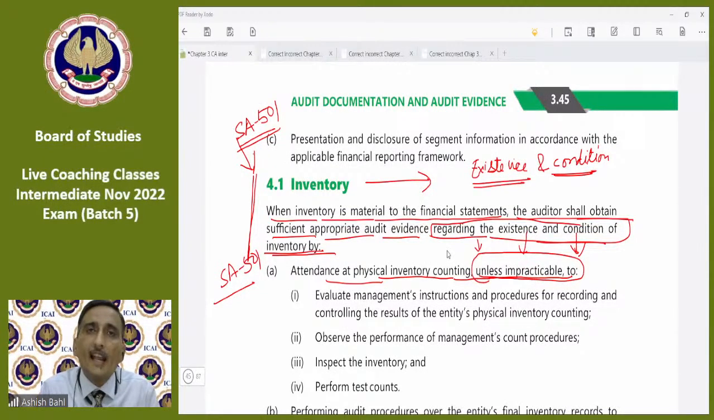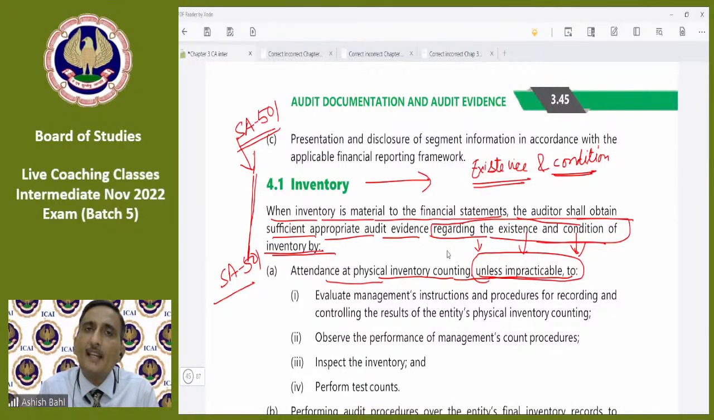So the auditor has to attend physical inventory counting. Guys, one basic thing you have to understand: the auditor is not counting every piece of stock himself. You understand? It is not his job to count every piece of stock by employing his staff. He is observing the inventory counting process being conducted by the management.